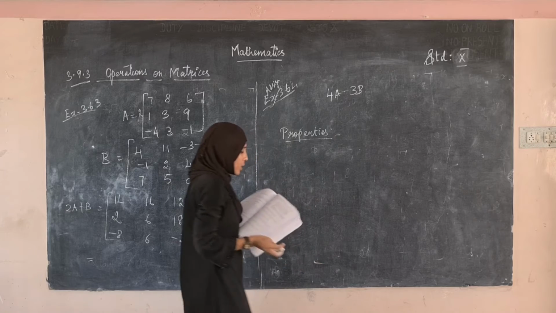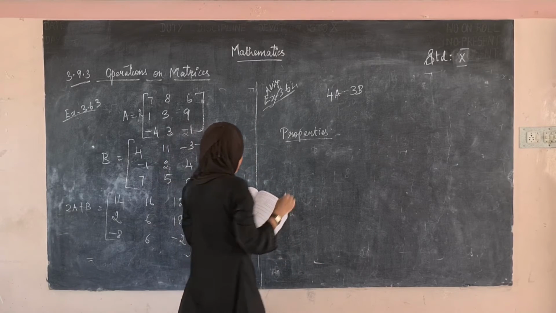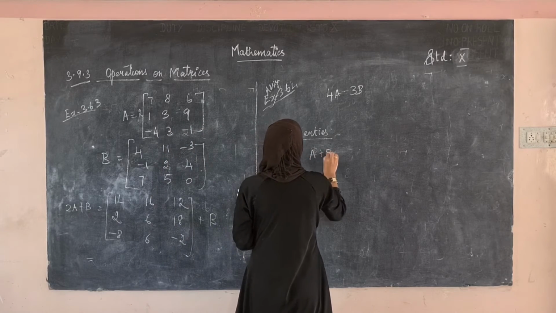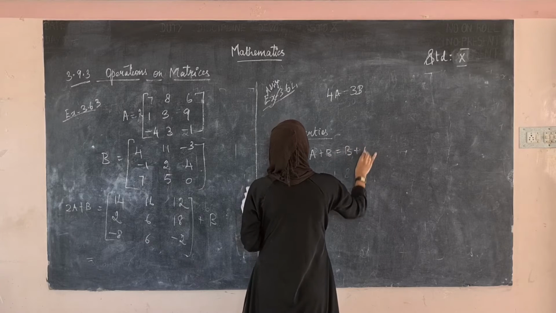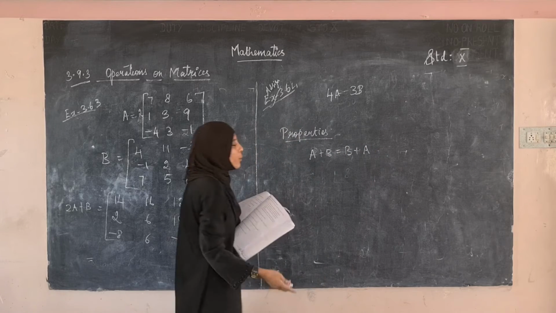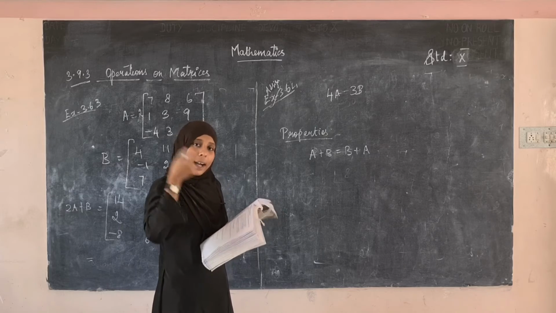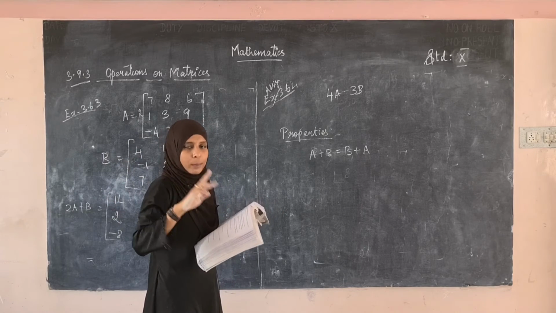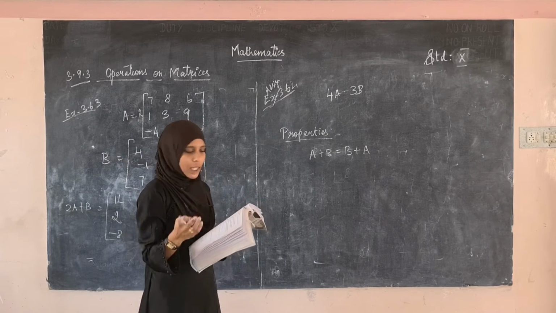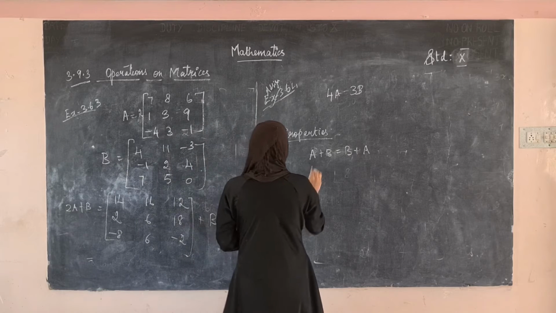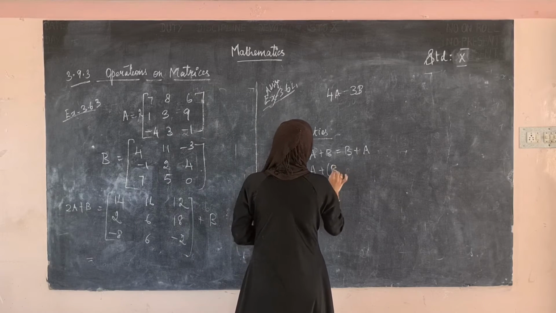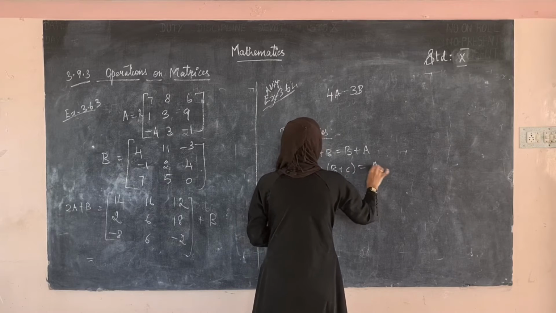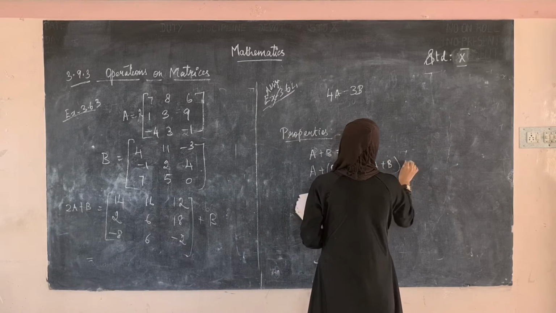Properties of matrix addition and multiplication. A plus B will be equal to B plus A, which is said to be the commutative property. If we add A plus B and if we add B plus A, the resulting matrices will be the same. And again, (A plus B) plus C is equal to A plus (B plus C).